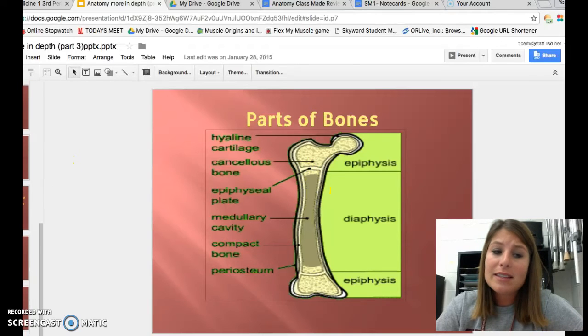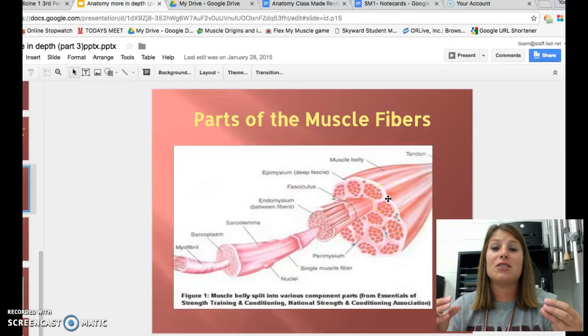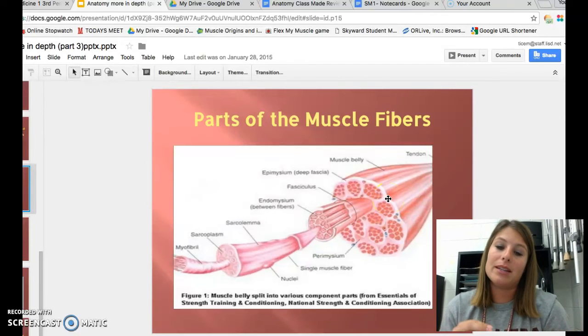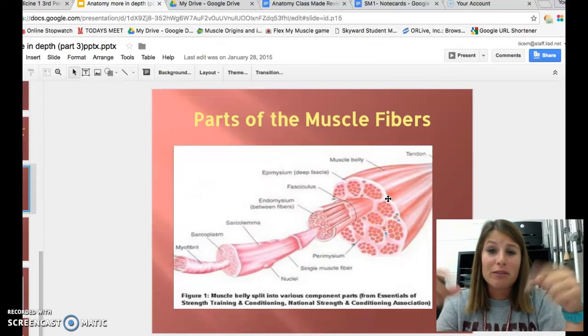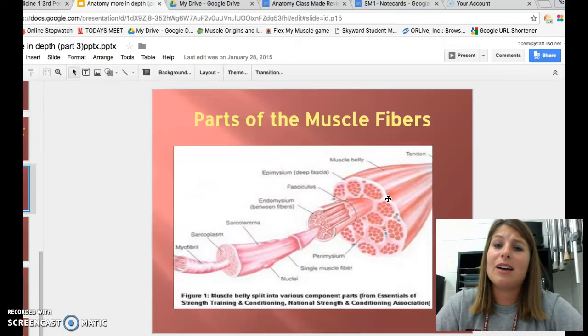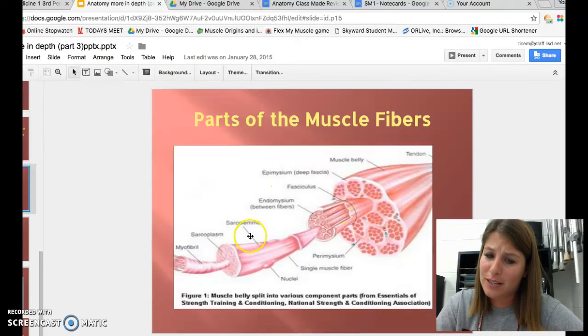Okay, the last little section that we're going to talk about is the parts of the muscle fiber. I really just want you to know this very, very little part of it. Remember, we talked about in Anatomy 2 that the muscle fibers are broken down into millions and millions of other fibers. We see our biceps, but it's not just one fiber. If there's an injury there, it can occur to just a handful of fibers versus the whole entire thing.